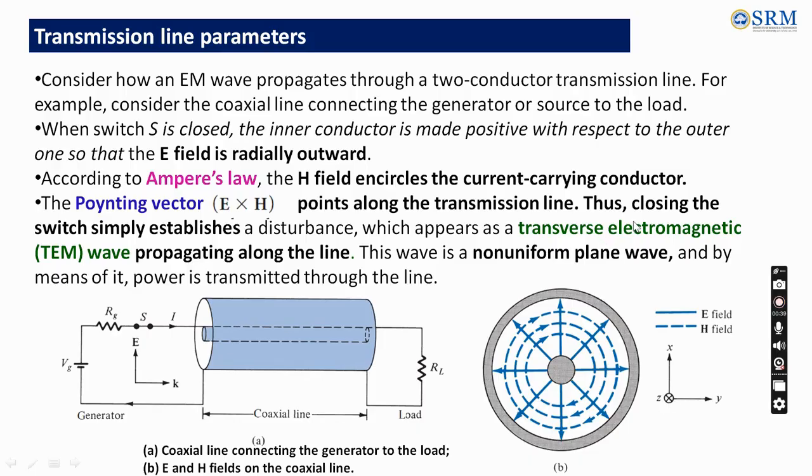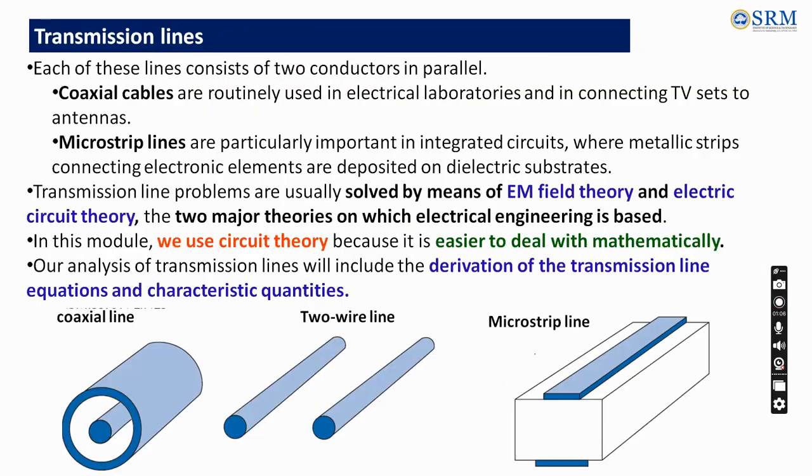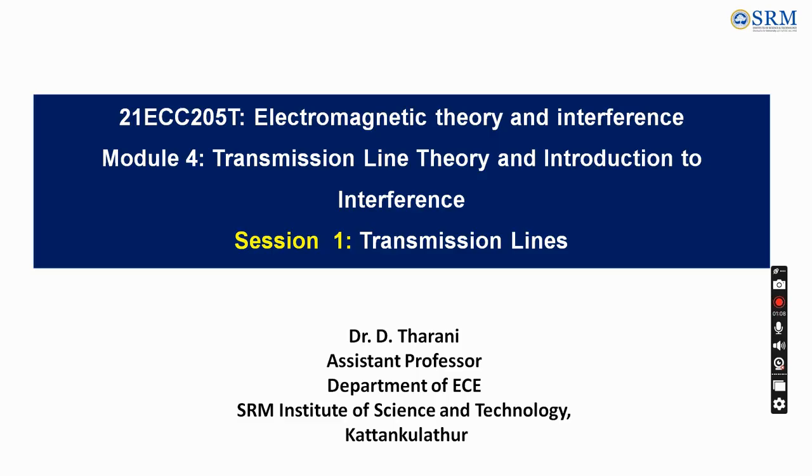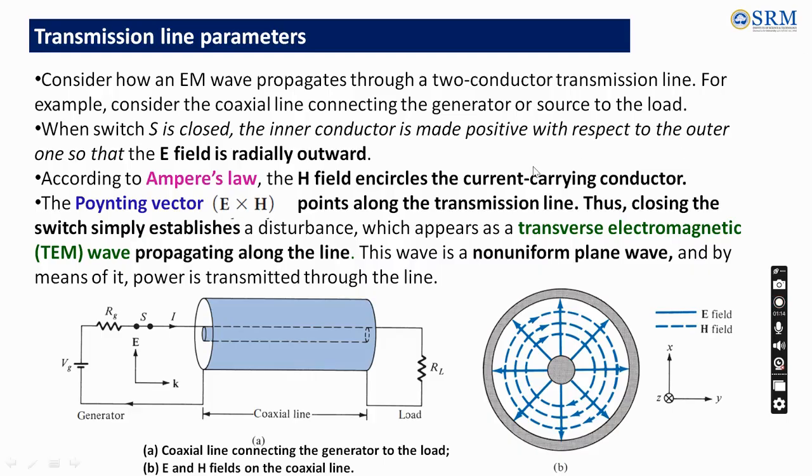The Poynting vector, represented by E cross H, points along the transmission line. Thus by simply closing the switch, a disturbance is established, and that appears as a transverse electromagnetic wave that gets propagated along the line, which is a uniform plane wave. Because of that, power is getting transmitted throughout the coaxial line. So we have come to the conclusion that the transmission line parameters are distributed in nature, and we have seen that it supports the transverse electromagnetic mode of propagation.